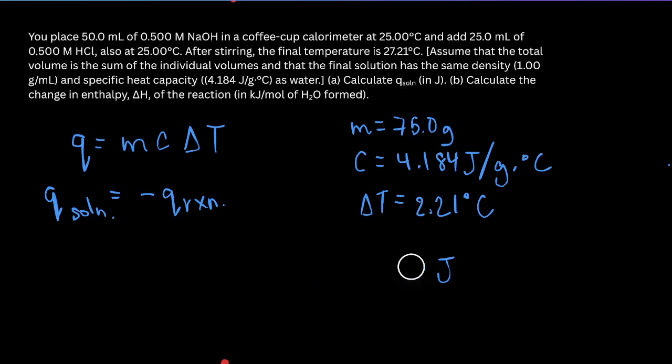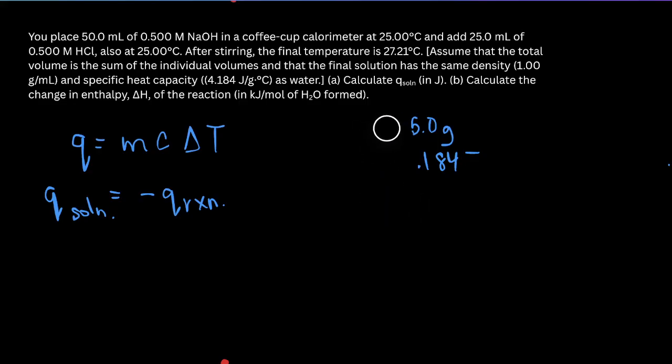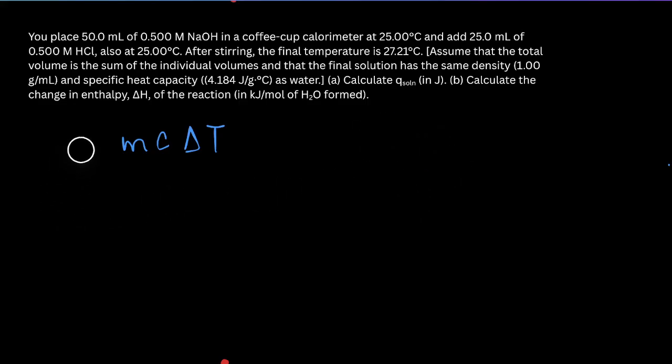So let's just clear up some room and look at the second part of this question, right? We're now trying to calculate the change in enthalpy of the reaction in kilojoules per mole of water formed. So we see in the problem we're trying to find per mole of water formed. So let's first just find how many moles of water were formed or were produced. And the reason we're doing that is because this change in enthalpy in terms of kilojoules per mole of water formed, right?